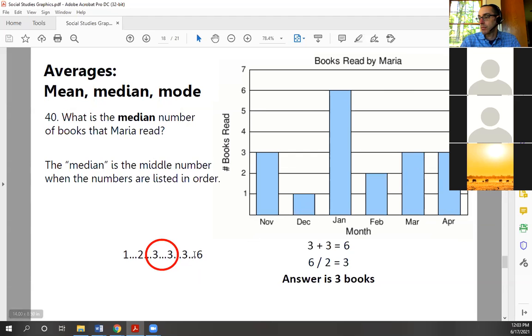Okay, the numbers per month. You put them in order, and then you take the middle number. So if it was 5 numbers, if we didn't have this 6, then the middle number would be a 3. For us, there's 6 numbers, so we pick the middle 2 because there's not a middle 1 number. We have to pick 2 numbers, which happen to both be 3. So the answer is 3 books.